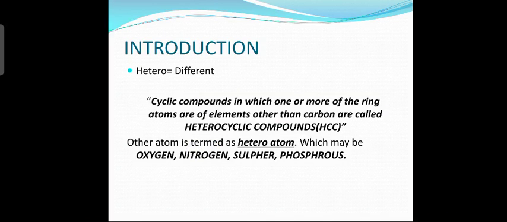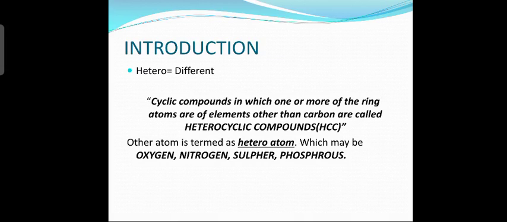Now, what do you mean by heterocyclic compounds? The name itself indicates: hetero means a different atom. Different means an atom other than carbon must be present in the ring structure. Cyclic means ring structure. So, hetero means a different atom, other than carbon. So, what is the definition? Cyclic compounds in which one or more of the ring atoms are of elements other than carbon are called heterocyclic compounds. In short, it is represented as HCC.